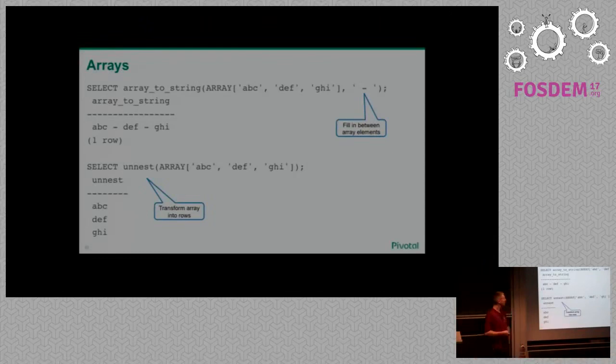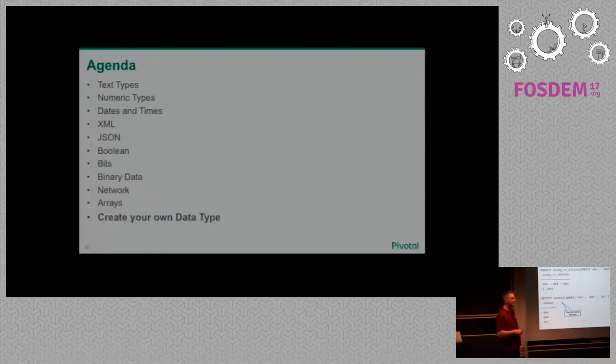You can create a string out of an array. So if you want to use this one in your application, just use array to string, or you can create a table or a number of rows out of your array by just using unnest.